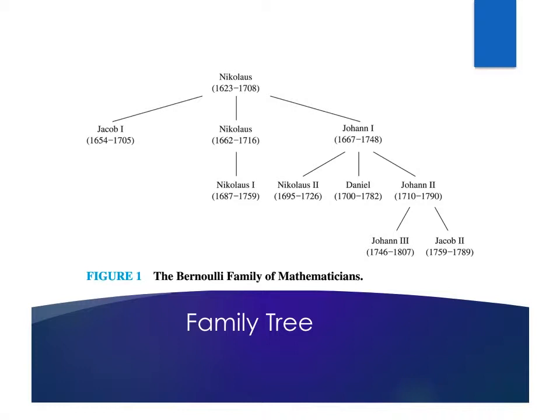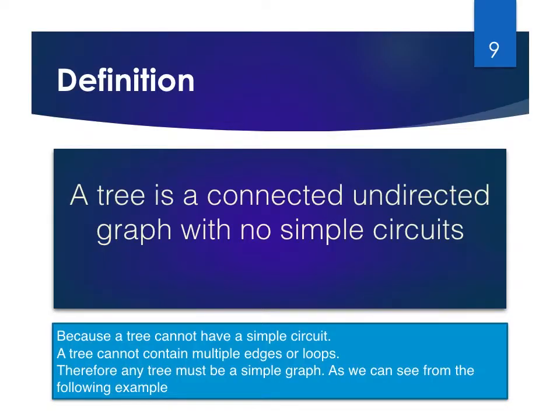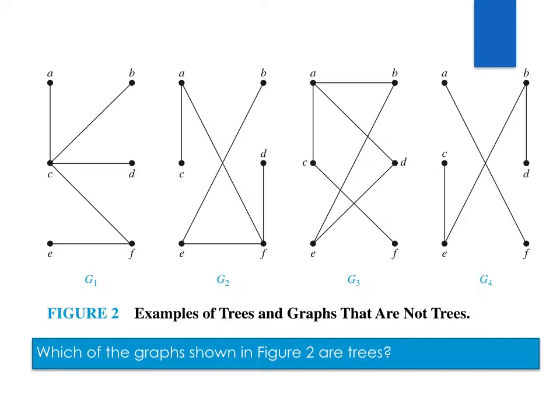A tree is a connected undirected graph with no simple circuits. Because a tree cannot have a simple circuit, the tree also cannot contain multiple edges or loops. Therefore, any tree must be a simple graph, as we can see from the following example. Which of the graphs shown in Figure 2 are trees? G1 and G2 are trees, because both are connected graphs with no simple circuits. G3 is not a tree because E, B, A, D, E is a simple circuit in this graph. Finally, G4 is not a tree because it is not connected.